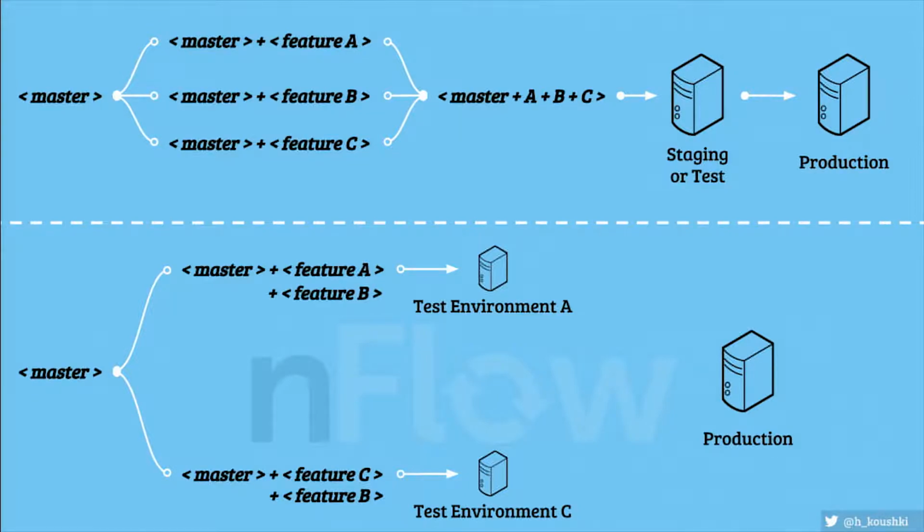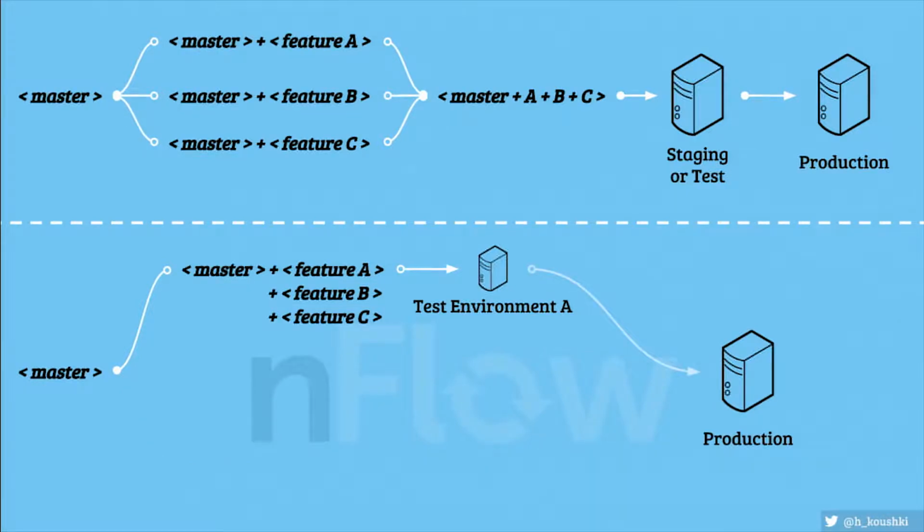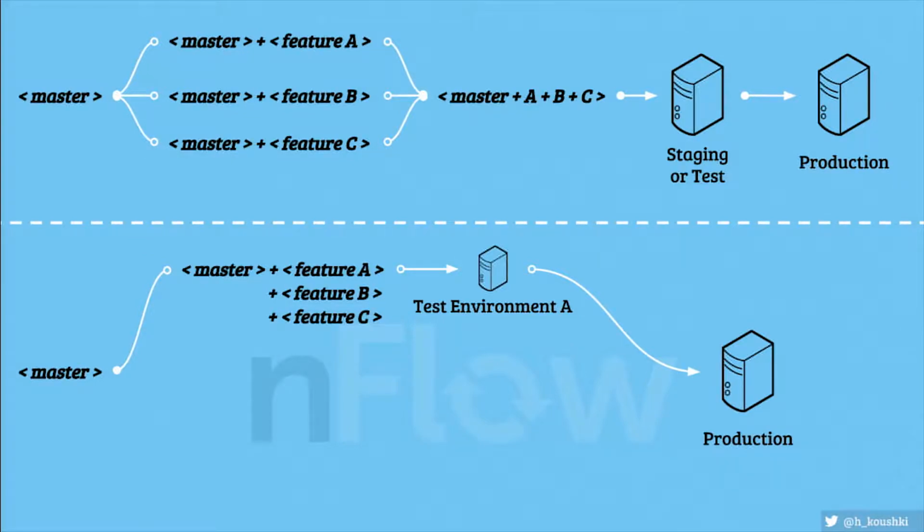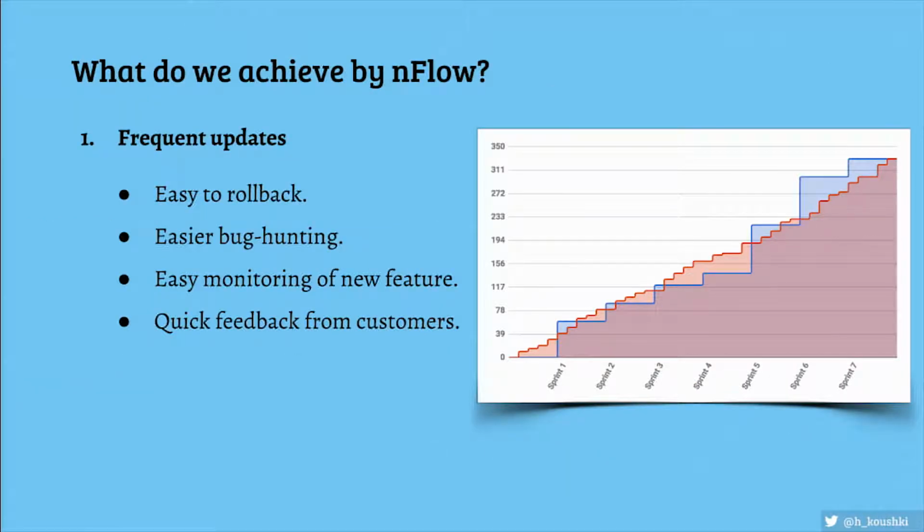That's actually how nFlow works, and that's the idea of nFlow that we have at Koushki. Again, it is the same for feature C. If feature C is done, just go to production and update the other environments. And when environment A is finished, we can merge it directly to production. That is the idea of nFlow. Let's look at the first benefit of nFlow, and then I will show you a demo of how it works exactly in our company.